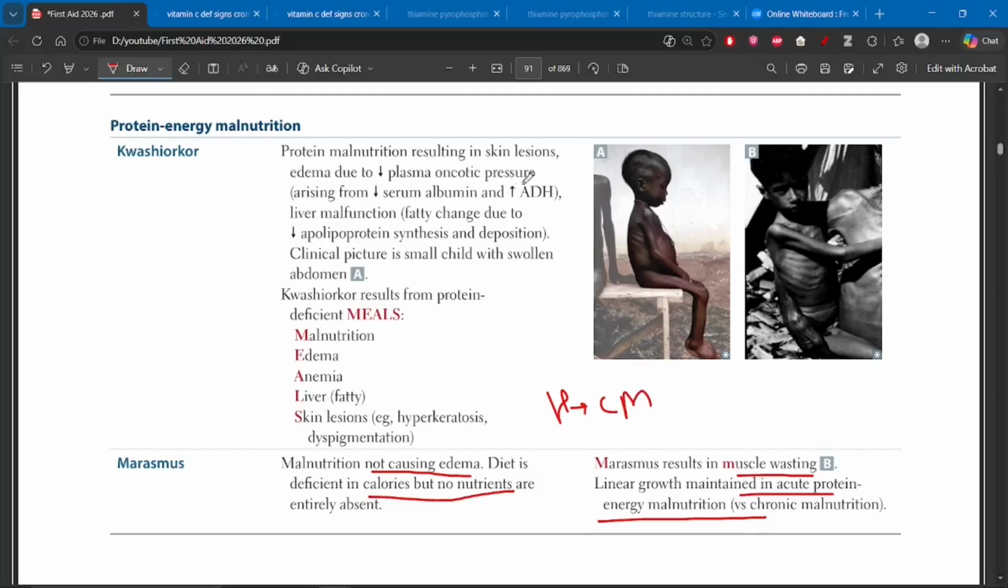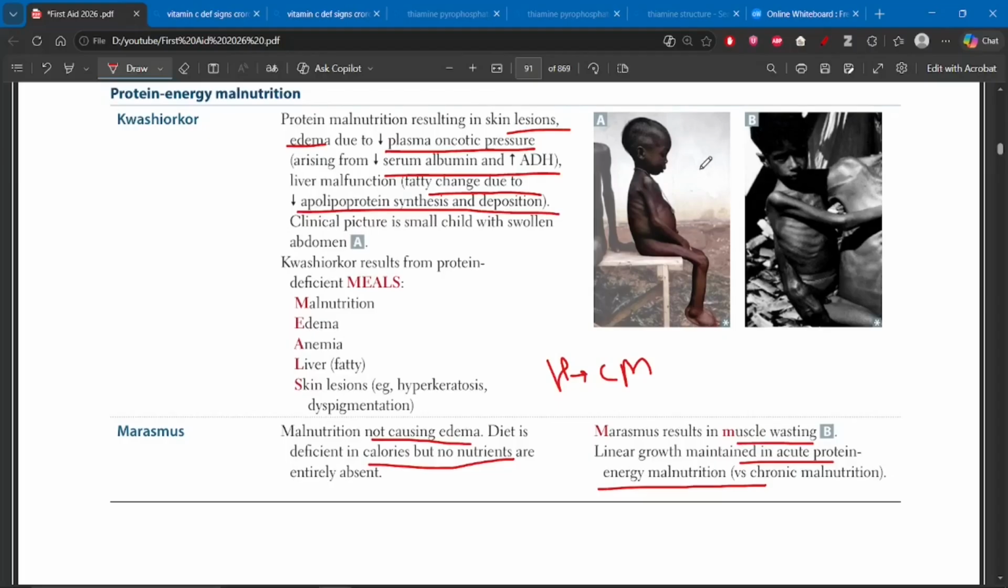Kwashiorkor, on the other hand, is protein malnutrition only. It can lead to edema and skin lesions. The edema is due to decreased plasma oncotic pressure, due to the decreased formation of plasma proteins that need dietary protein. And serum albumin level will decrease, ADH will increase, the liver will be malfunctioning, and fatty change will occur due to the decreased apolipoprotein synthesis in the liver.